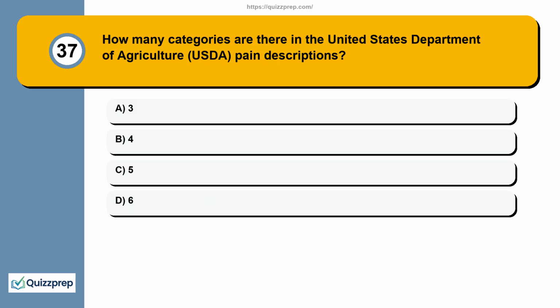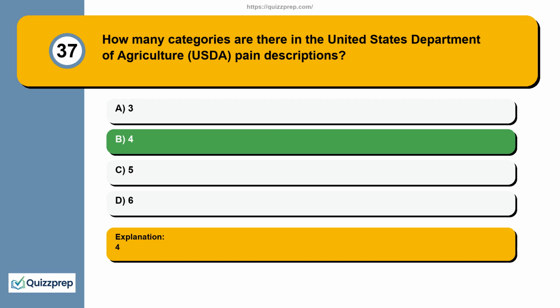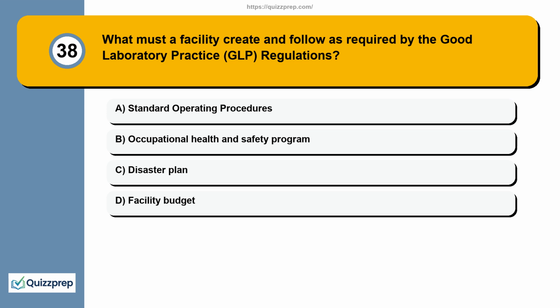Question 37. How many categories are there in the United States Department of Agriculture, USDA, pain descriptions? Option A, 3, Option B, 4, Option C, 5, Option D, 6. The correct answer is option B, 4.